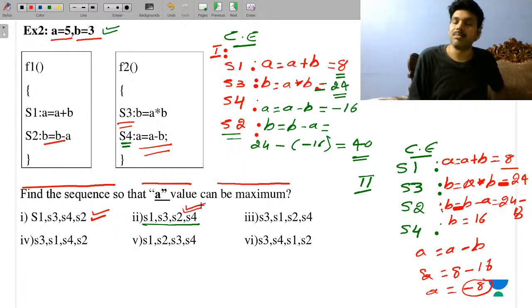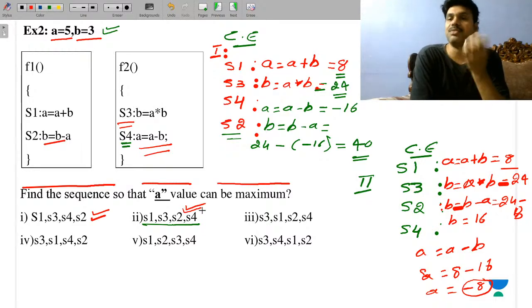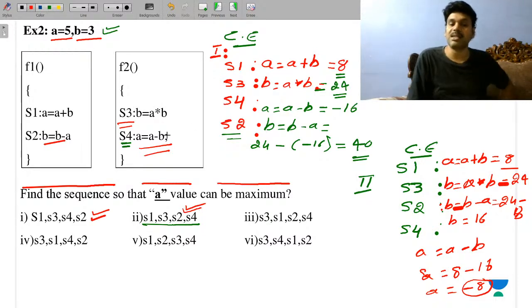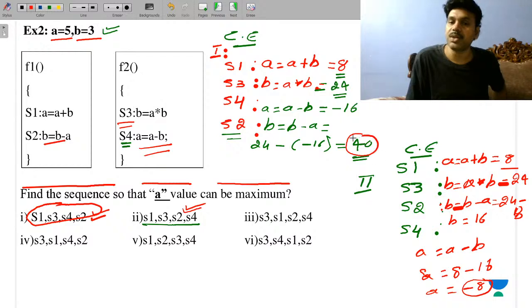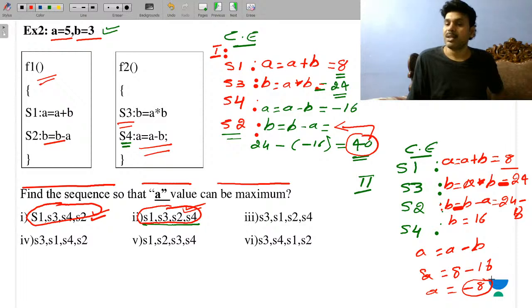This is why I'm telling you this example. You need to understand this example clearly. If I conduct a race like the first one, your output is 40. Who is responsible? Statement 2, that is, function 1 is responsible for generating this. If I conduct a race like this other one, the final output is minus 8. Who is responsible for that? The last one, S4.